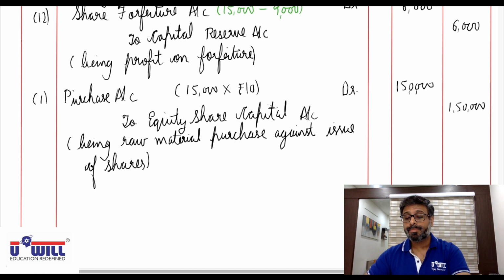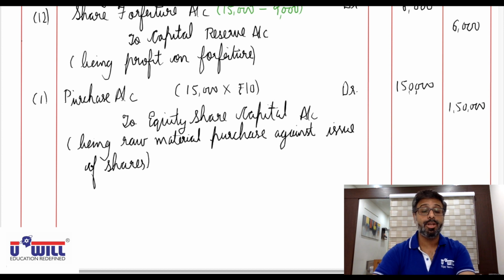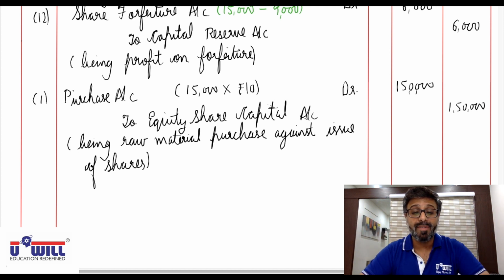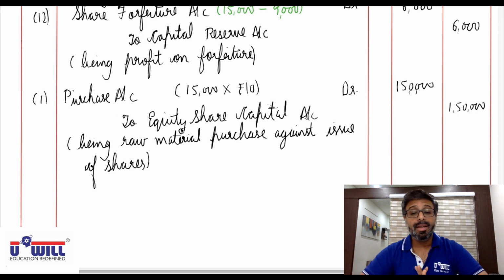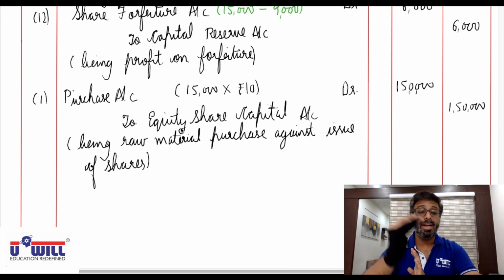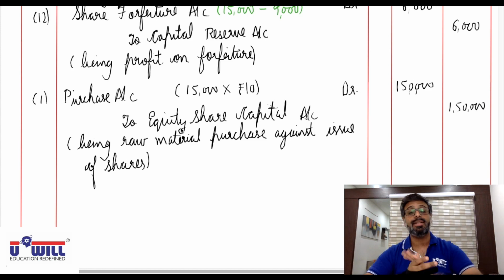Okay, this is how the entries would be passed. If you already remembered this, then you are genius. You are even better than me. If you already remember this entry and you have done it in the beginning, very good. If you have not done it, no problem. You write it at the end and number it as 1 and change the other numbers.